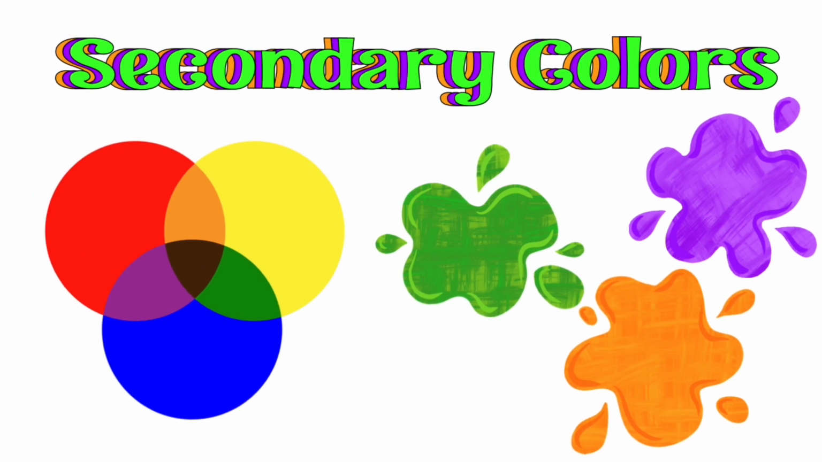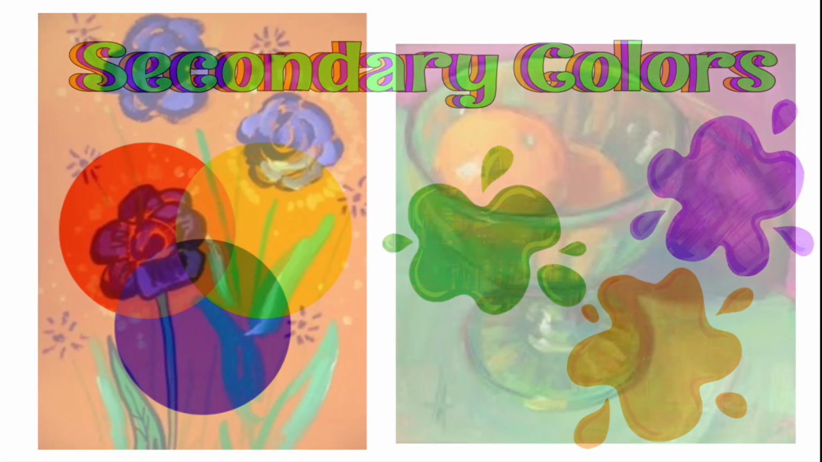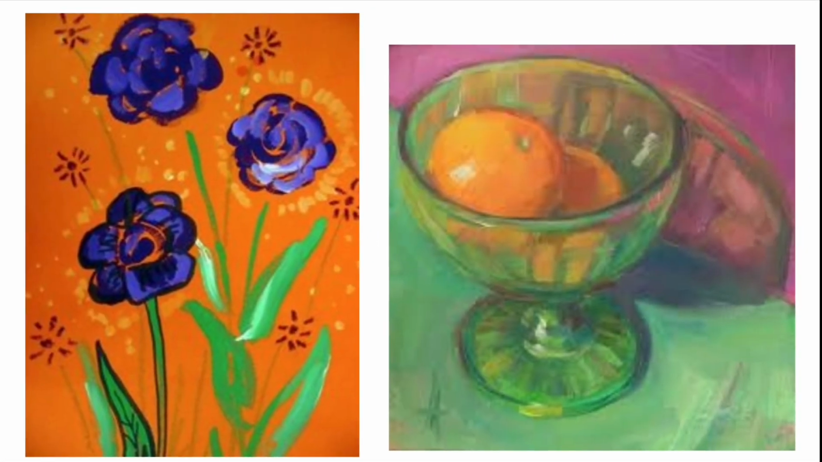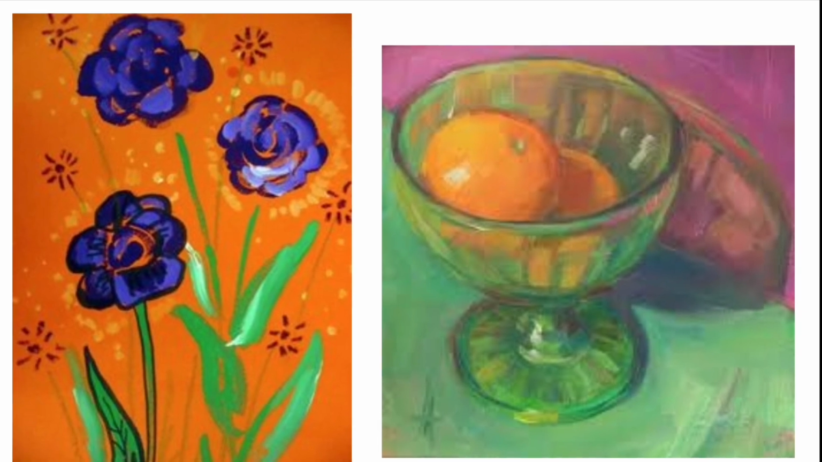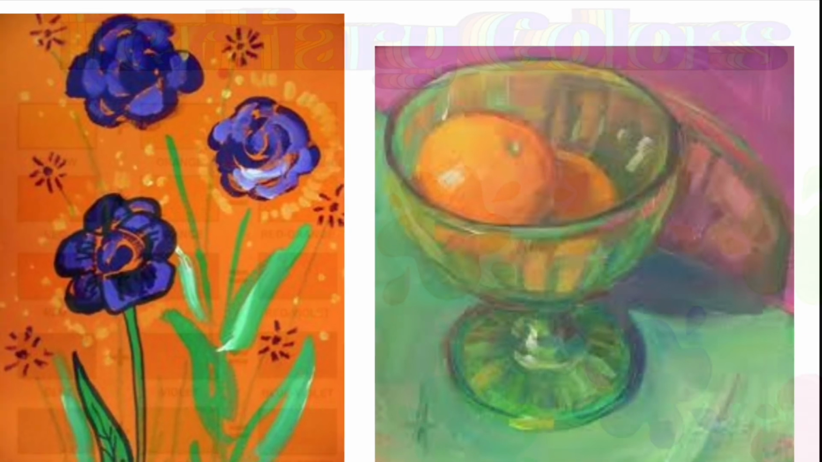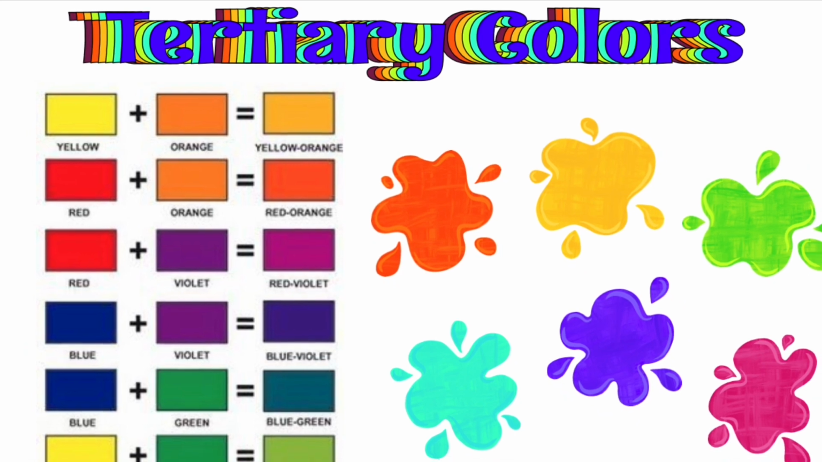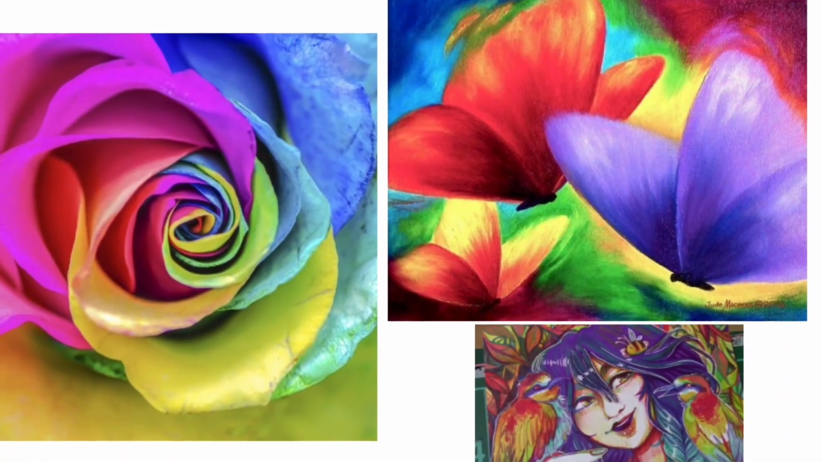Secondary colors are made from 2 primary colors mixing together. When you mix red and blue, you make purple, red and yellow make orange, and yellow and blue make green. Tertiary colors are made from mixing a primary and secondary color together.